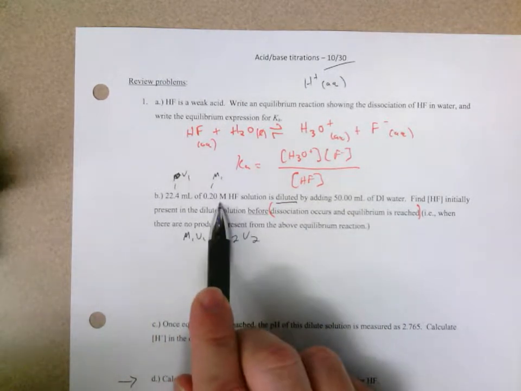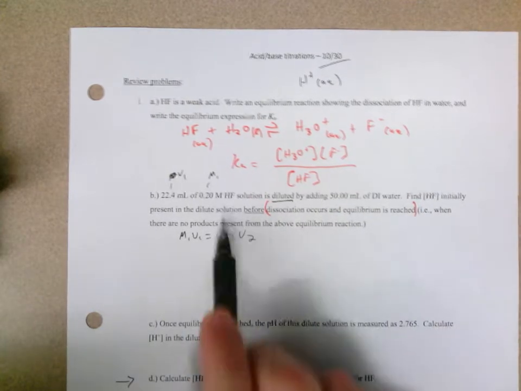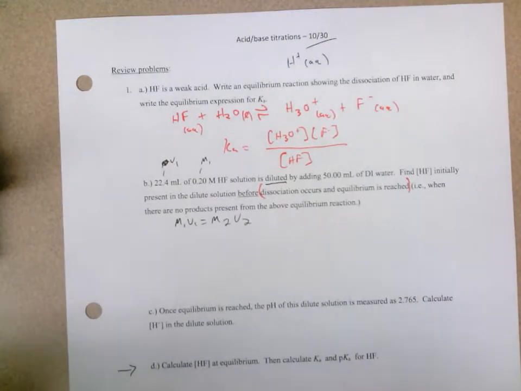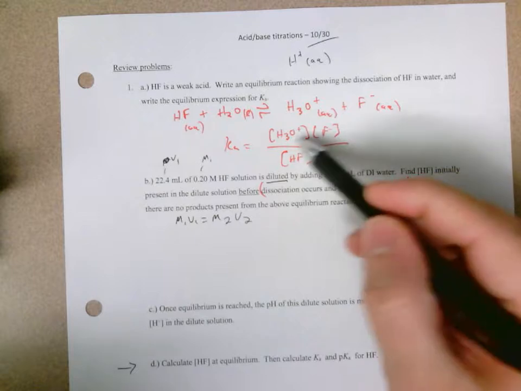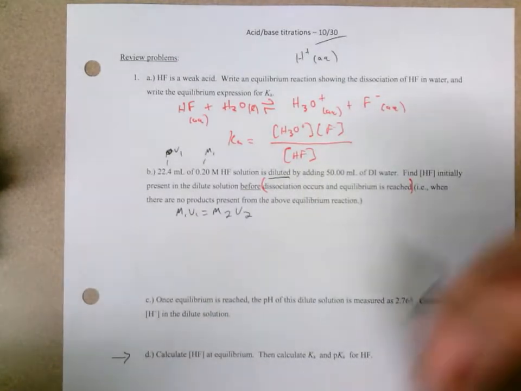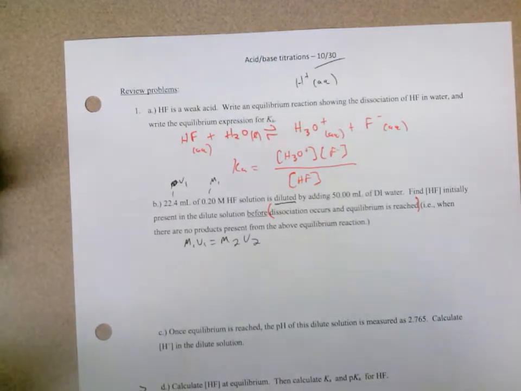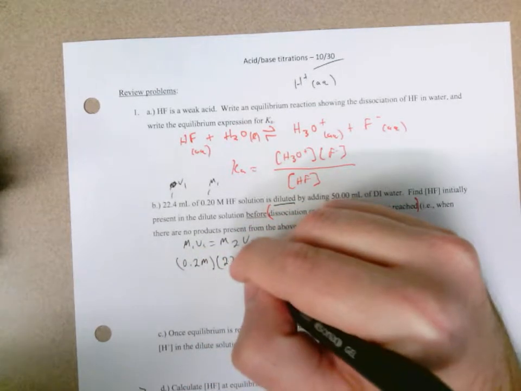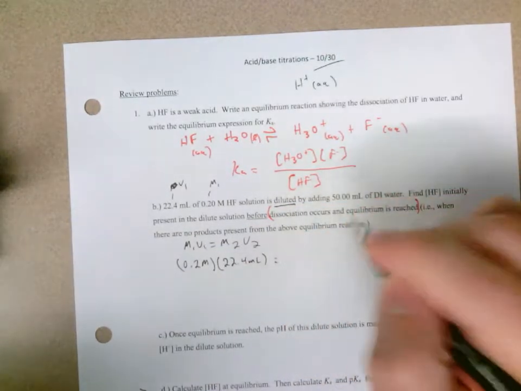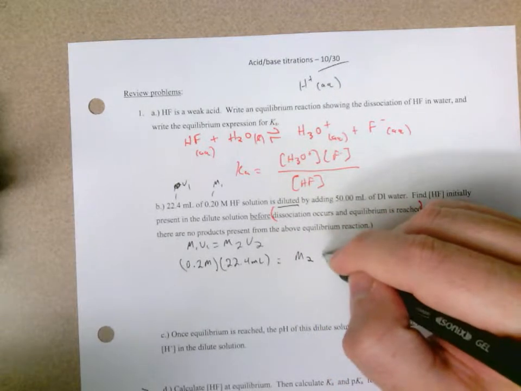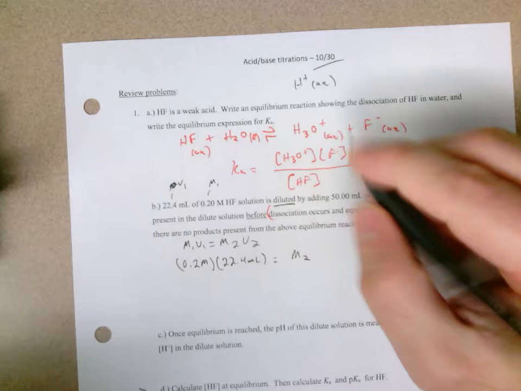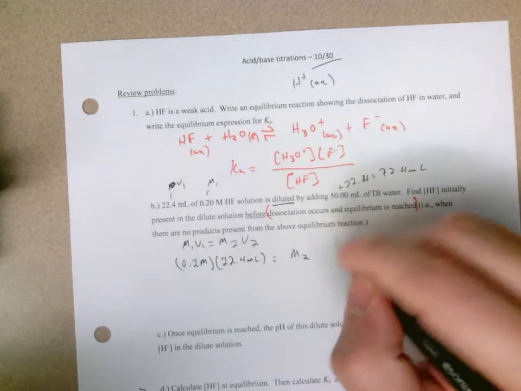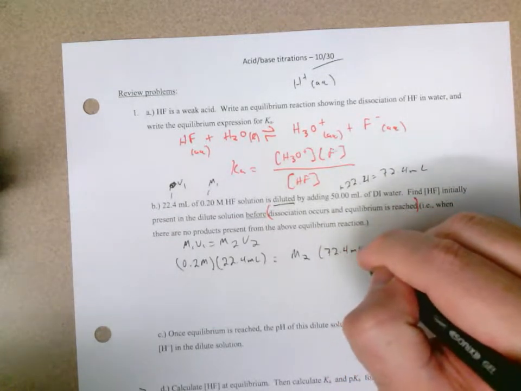We have this much volume of this solution, we add more water to it, and we want to know the new concentration. For this we're not taking into account any equilibrium process, any dissociation, or any loss of HF turning into ions. We just want the total amount of HF in the solution. M1 was 0.2 molar, V1 is 22.4 milliliters, and M2 is what we're trying to find. For V2, we have to be careful: V2 is not 50, it's 50 plus the initial 22.4, so V2 is 72.4 milliliters.